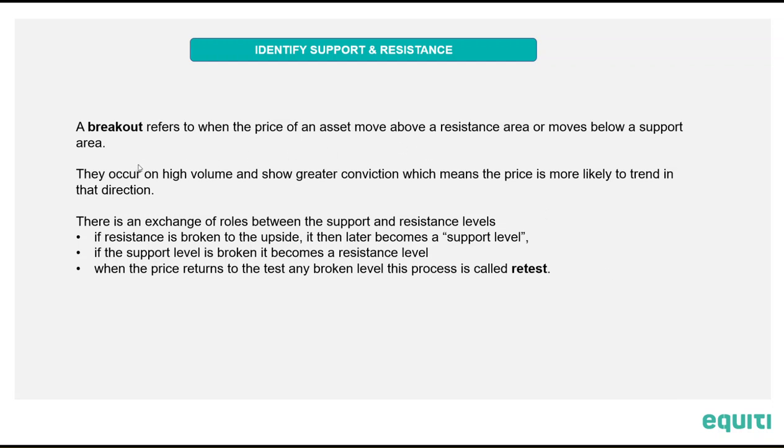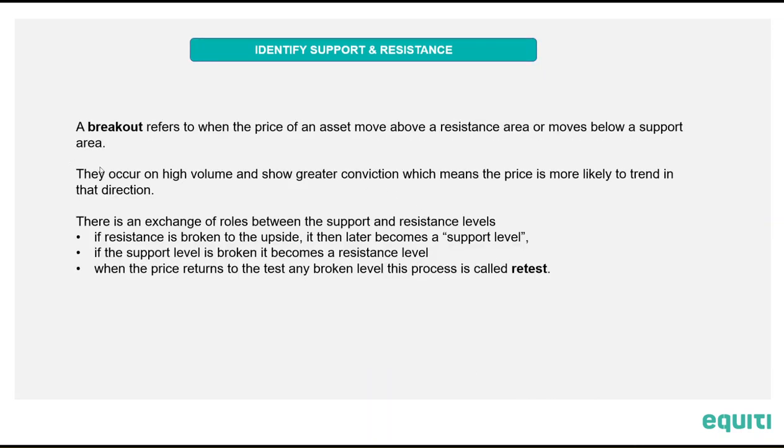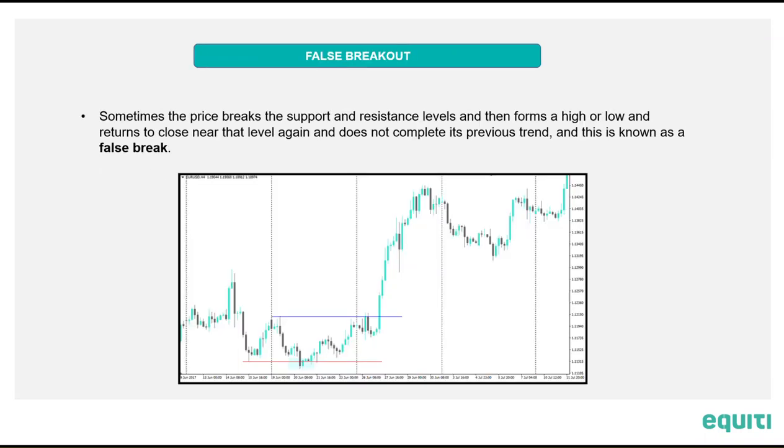So a breakout refers to when the price of an asset moves above a resistance area or moves below a support area, as seen here. This is a breakout. They occur on high volume and show greater conviction, which means the price is more likely to trend in that direction. There is an exchange of roles between the support and resistance levels. If resistance is broken to the upside, then the latter becomes a support level. And if the support level is broken, it becomes a resistance level. When the price returns to test any broken level, the process is called a retest. You may hear of this key terminology as well as we speak to you guys.